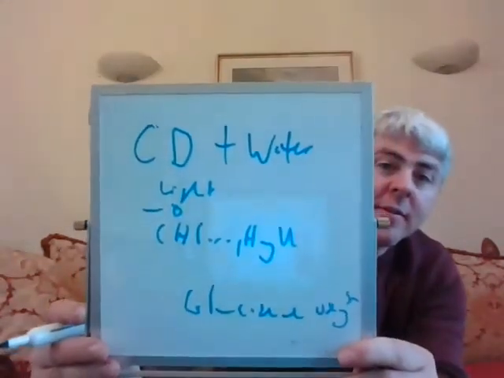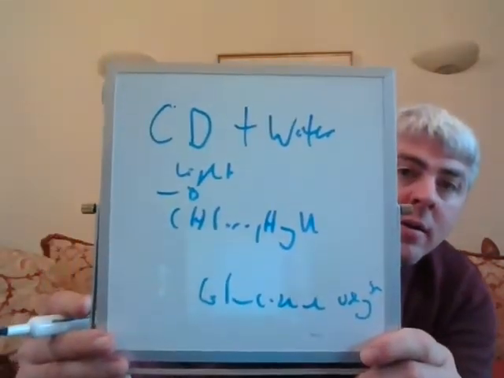Right, that's the word equation for photosynthesis. It's carbon dioxide plus water. CD I put for short. It's CO2, I suppose. That'd probably be better, wouldn't it, to say CO2 for short: 1 atom of carbon, 2 atoms of oxygen. Plus water, and then you've got the arrow, light and chlorophyll, and then you've got glucose and oxygen. So it's in that order. And that's photosynthesis.